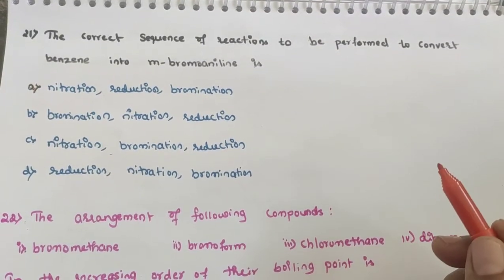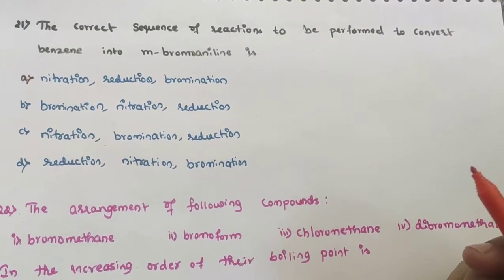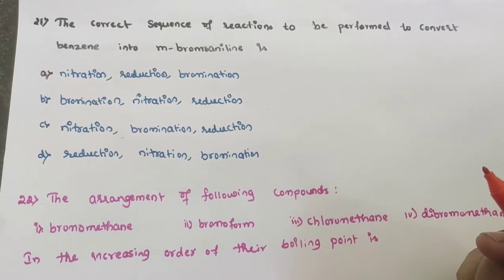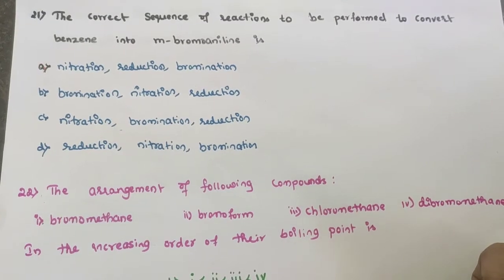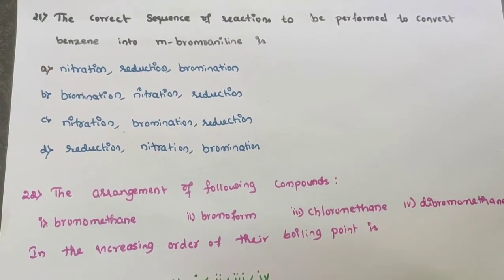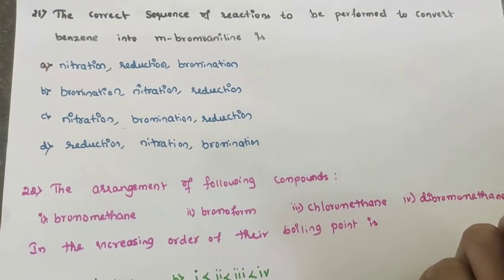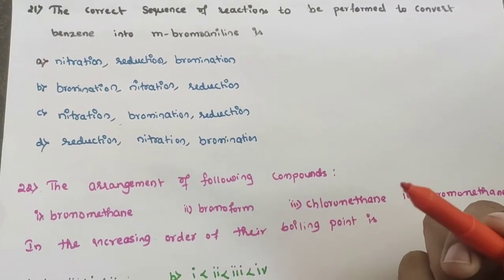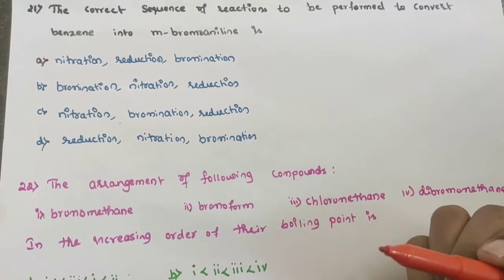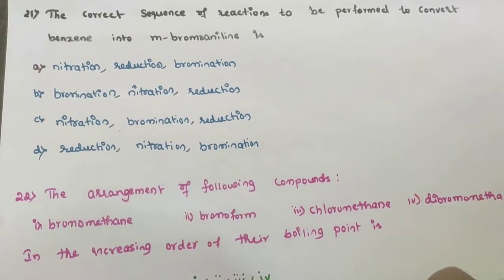In this video I will continue the Karnataka CET chapter wise solutions. In that, the chapter is haloalkanes and haloarenes. We have already discussed part 1 and part 2. Now let us complete this chapter in part 3. So let us start.